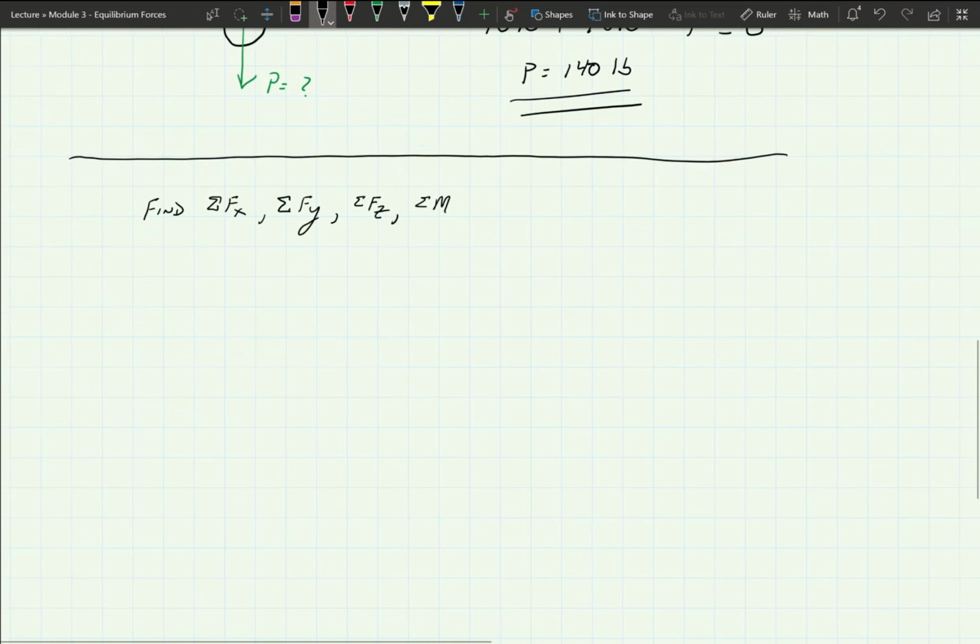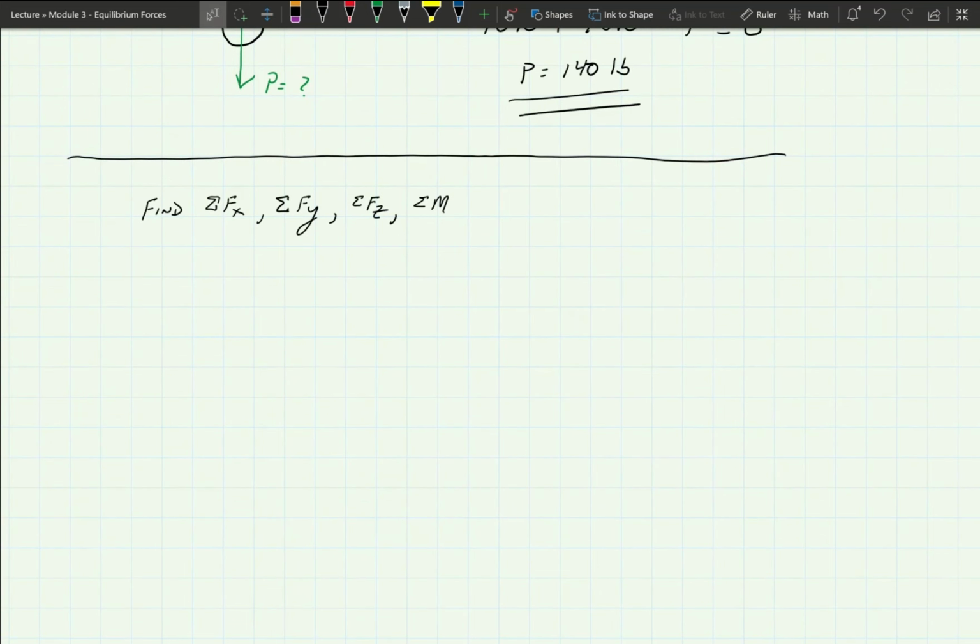So no matter how we do this, the first steps in any problem: find the sum of the forces in the x, the y, the z, and the sum of the moments in any direction you need to find them for. But generally, if you do this, you're going to be able to start almost every statics problem you're ever going to see the rest of your time.